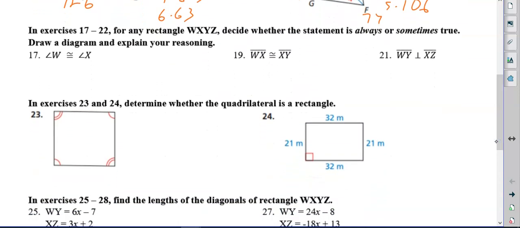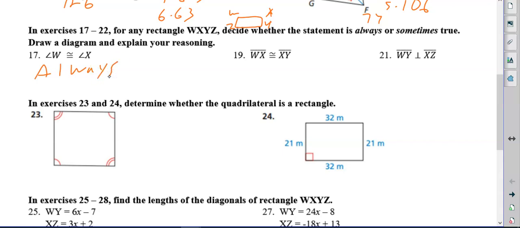Okay, for any rectangle WXYZ. So a classic rectangle, WXYZ. Well, if it's a rectangle, then all the angles are going to be 90. So this is always.